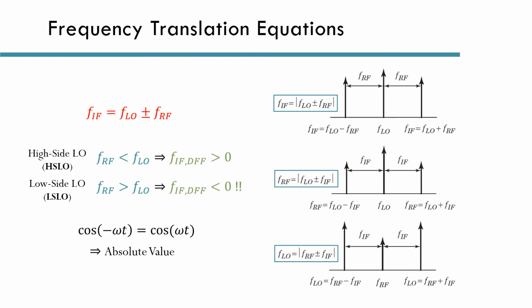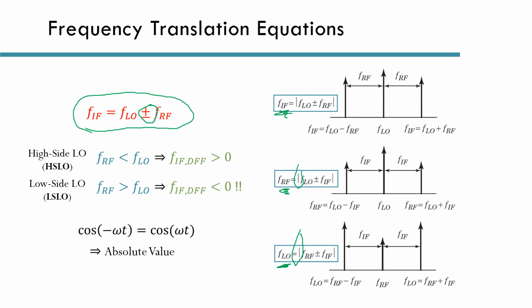We have previously identified this important equation that allows us to find the frequencies at the output of the mixer. And due to the plus minus sign right here, there will always be two solutions anytime we solve for one of the variables. So we will have two solutions when solving for FIF, two solutions when solving for FRF, and two solutions when solving for FLO. Now, where did this absolute value come from?